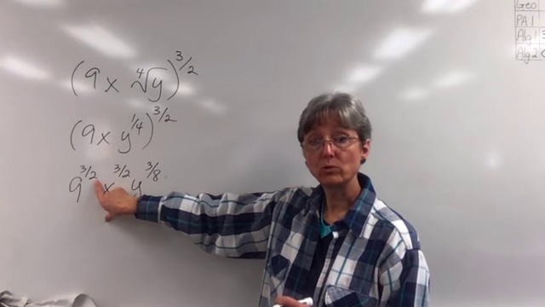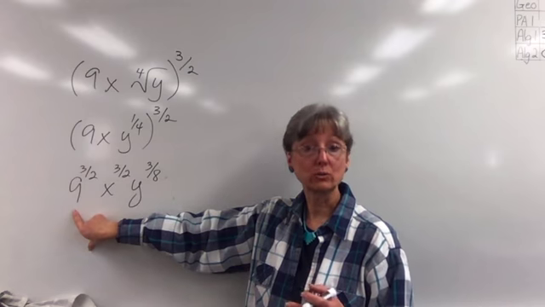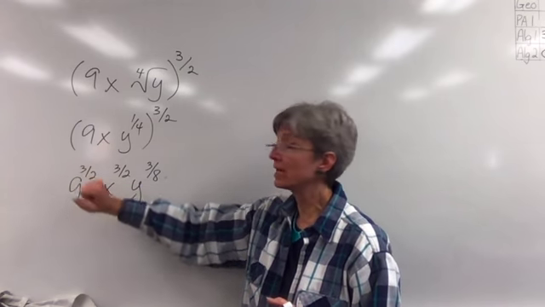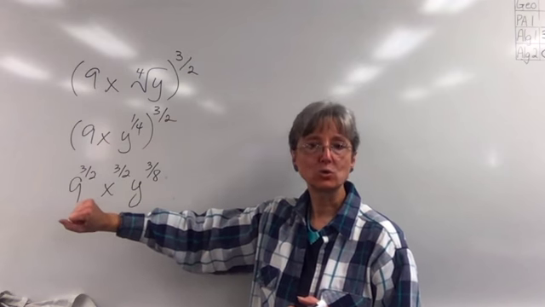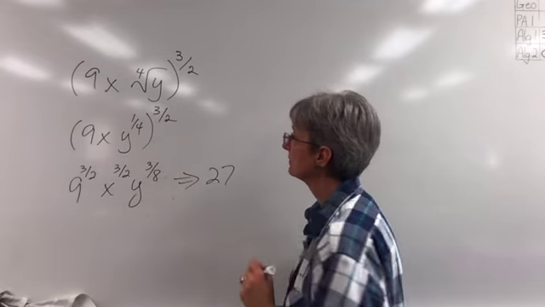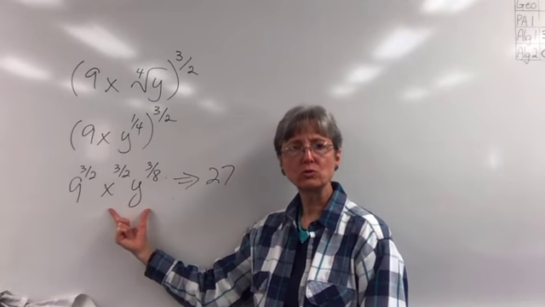Okay, take one at a time. This is a square root, and there is a square root of 9. It's 3. So the square root of 9 is 3, and 3 raised to the power of 3 is 27. So this number becomes 27. And that part's easy. Now I'm going to show you what we're going to do with this.